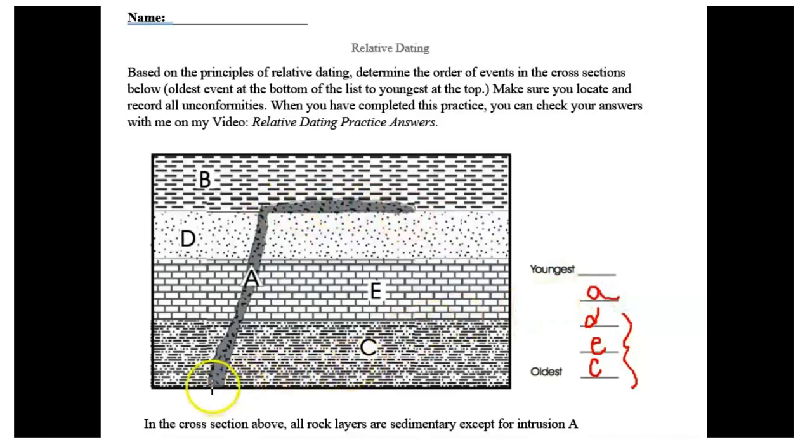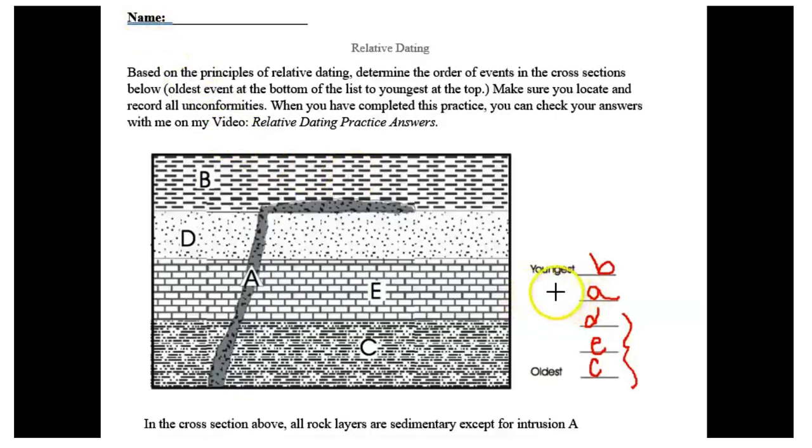And igneous intrusion A cuts through C, E, and D, and based on the principle of cross-cutting relations, we then know that A must be younger than these layers of rock. Said a slightly different way, A would not be able to cut through these layers if these layers didn't formally exist. After igneous intrusion A, we have deposition of unit B. And being the rock at the top of our cross-section, we can safely assume that B is the youngest or most recent rock to be deposited.